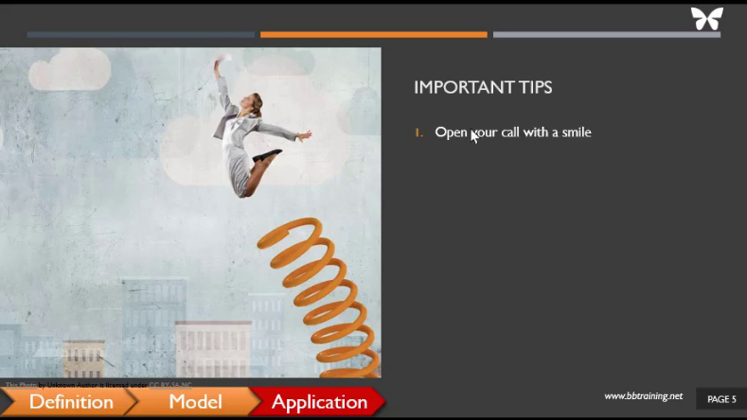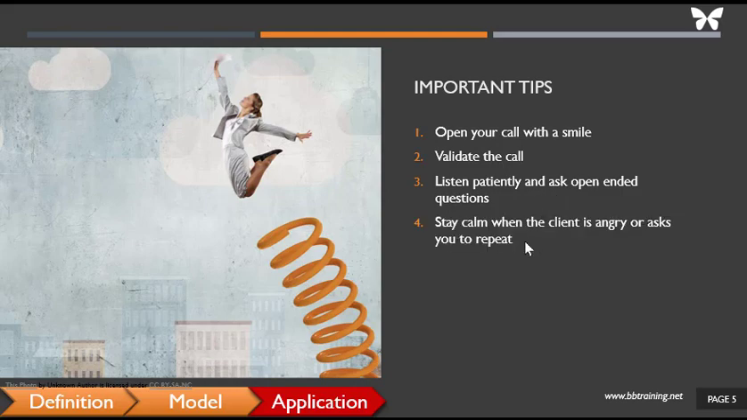Okay, important tips, my dear friends. Open your call, if you're on a call, with a smile. If you're having a face-to-face sales meeting, again with a smile. Be pleasant to look at, and you can look very pleasant and charming only with a smile. Validate the call, which means if you're calling on the phone, talk to the right person. If you're going for a face-to-face sales meeting, make sure you're meeting the right person. Listen patiently, ask open-ended questions, stay calm when the client is angry or asks you to repeat.